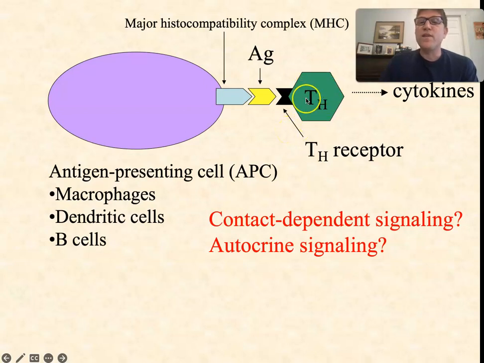But the cell response for the helper T cell was to produce cytokines, more signaling molecules, some of which will bind right back to the very same cell that produced them, in which case it's what we call autocrine signaling, a sort of talking-to-yourself model of cellular signaling. So here, in one very important human example, we've got two different types of signaling taking place, both contact-dependent and autocrine signaling.